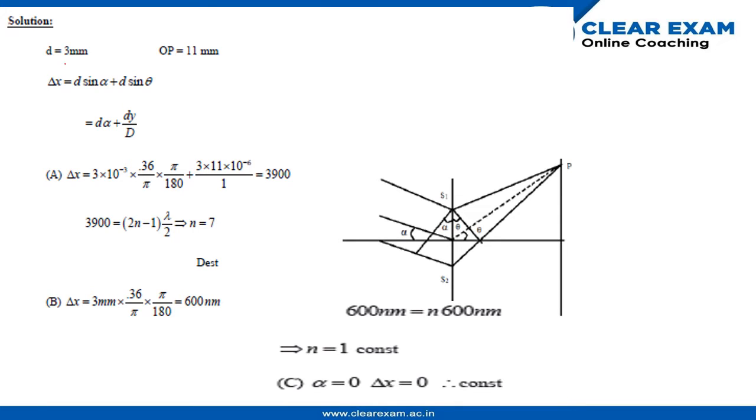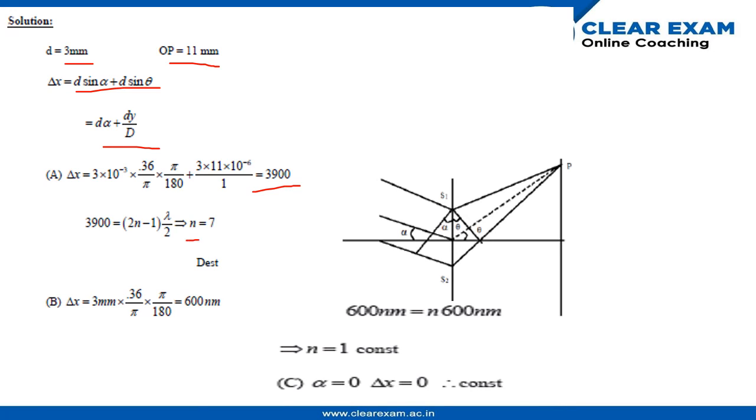Therefore, delta X is equal to d sin alpha plus d sin theta, which is equal to d alpha plus dy by capital D. Now, part A: delta X equals 3 into 10 to the power minus 3 into 0.36 divided by pi into pi by 180 plus 3 into 11 into 10 to the power minus 6 divided by 1, which is equal to 3900. Now 3900 equals 2n minus 1 lambda by 2, which implies n equals 7.